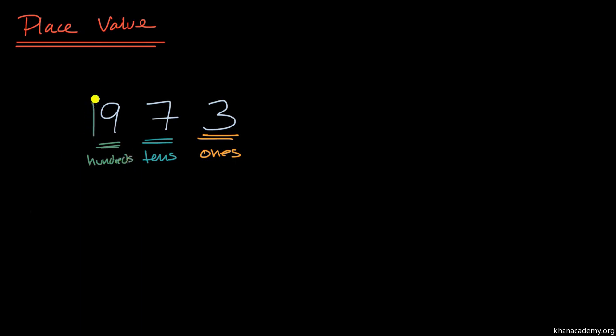And so this 9 doesn't just represent 9. It represents 900. Similarly, the 7 doesn't just represent 7. It represents 7 tens, or 70. This 3 represents 3 ones, so it actually does represent 3. But as I promised, we're now going to extend our understanding.